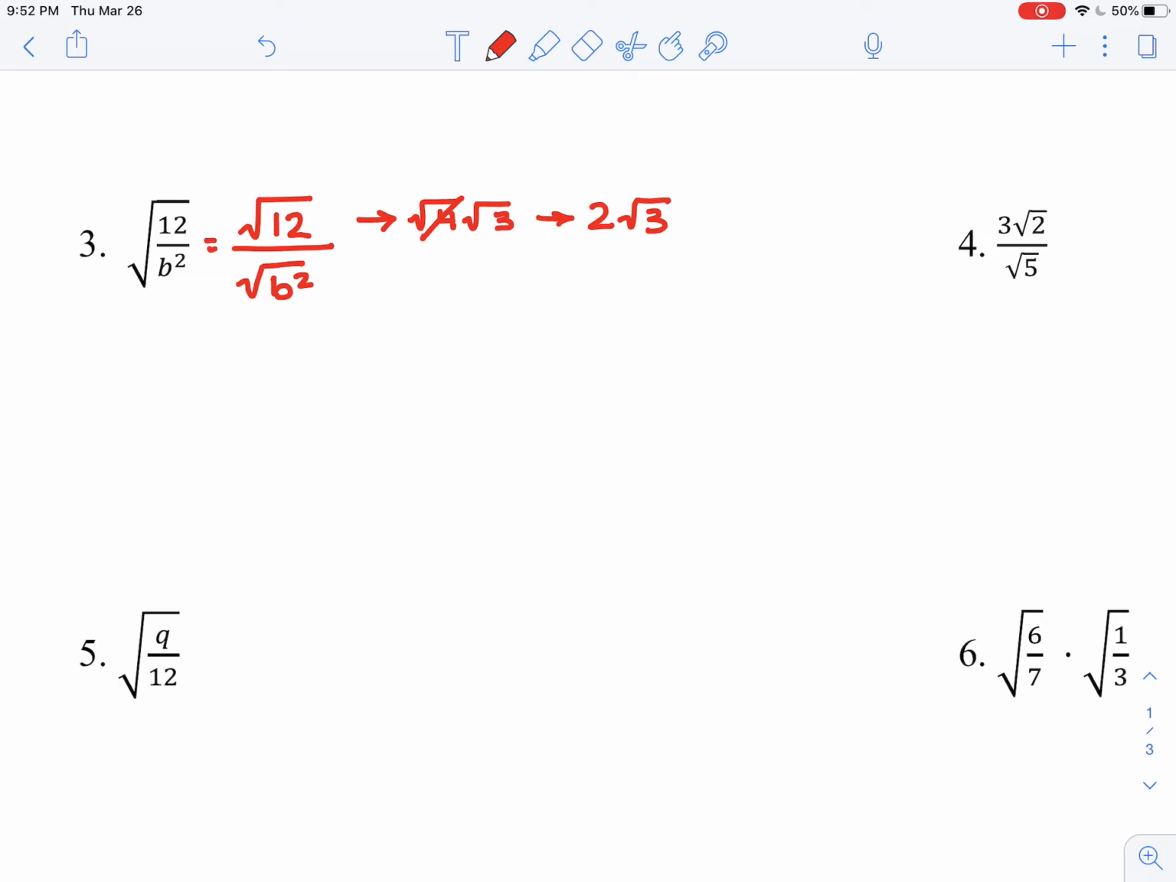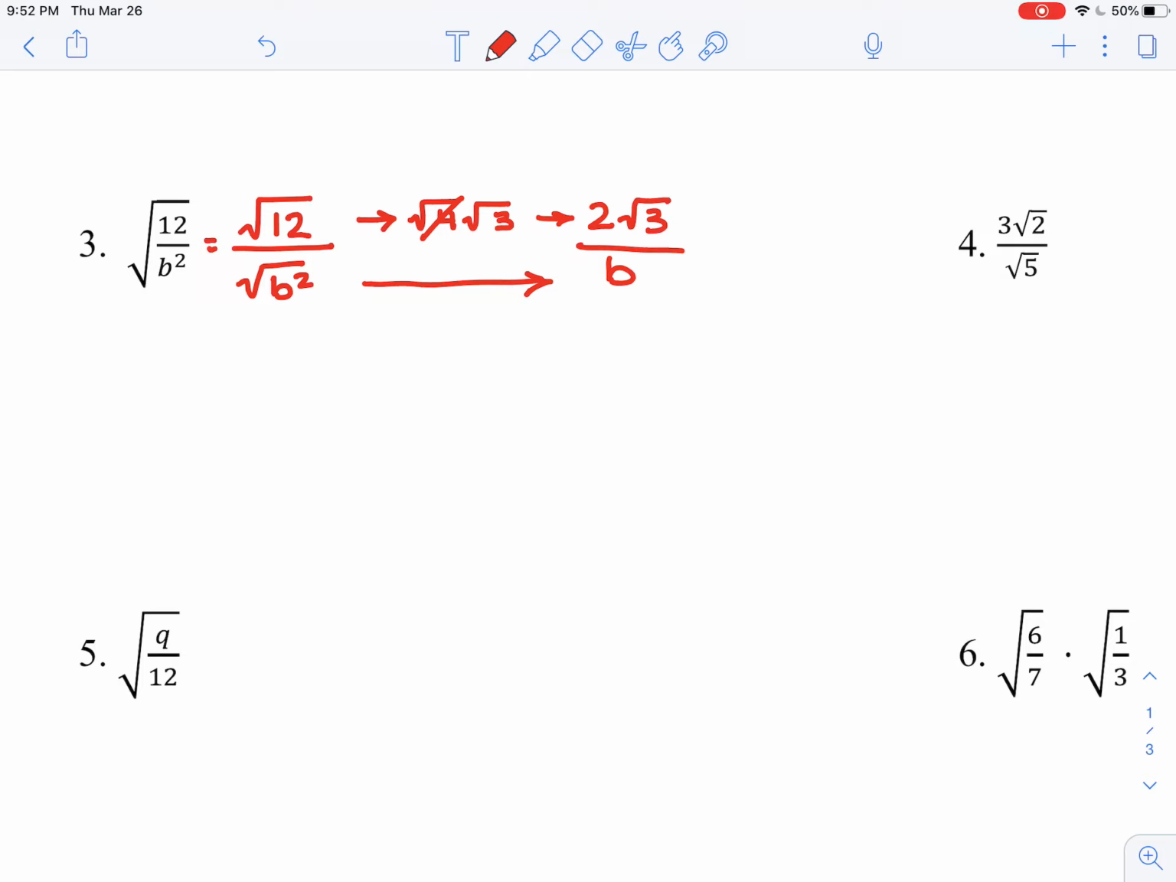In the denominator, b squared is a perfect square. Remember, we divide the exponent by 2 when we square root a variable. And here, 2 divided by 2 is 1. So the square root of b squared is just b to the first power, or a plain old b.